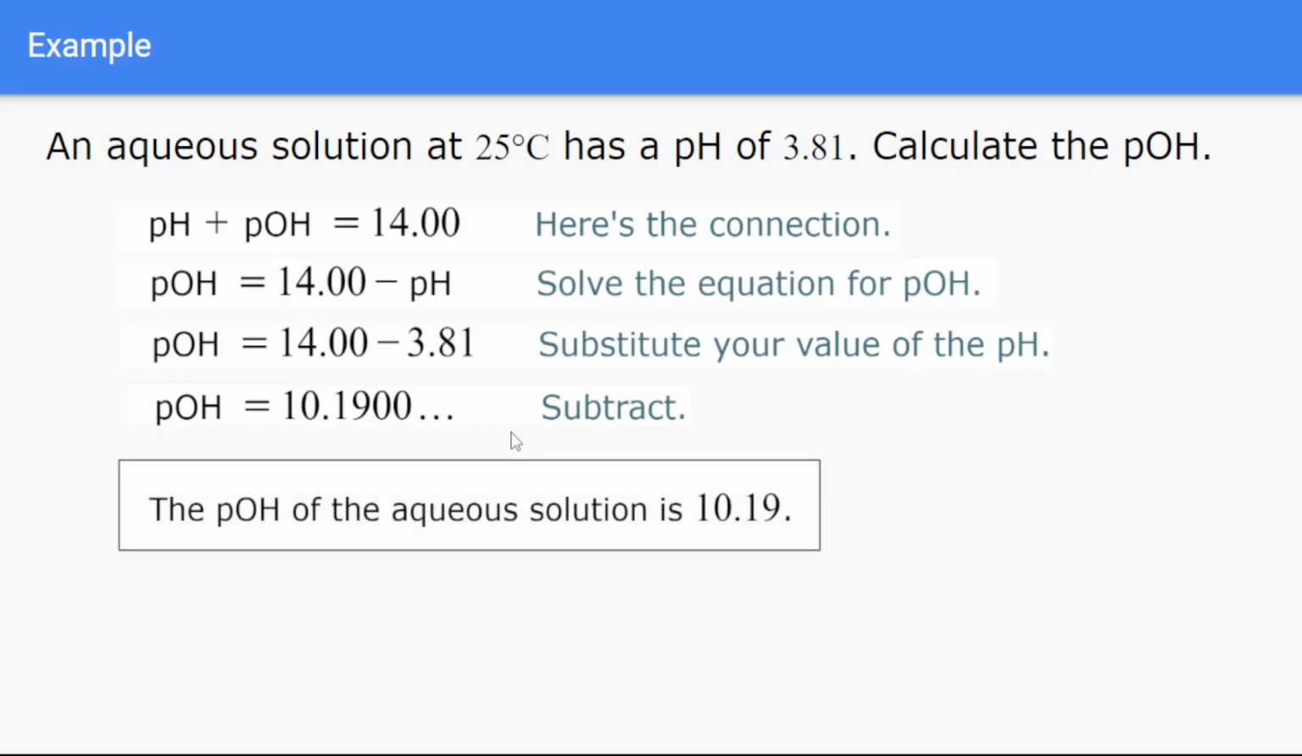But sig figs, right? So we're adding and subtracting. Well, we're subtracting here, so the rule is decimal places. We have 2 decimal places, so our answer has to have 2 decimal places.